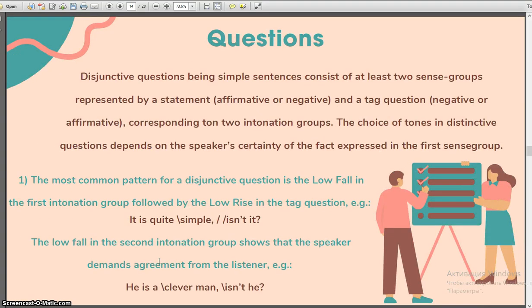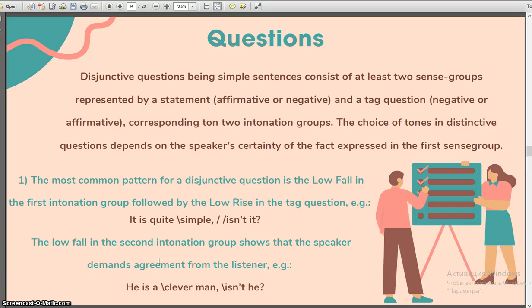Questions. Disjunctive questions, being simple sentences, consist of two sense groups represented by the statement, affirmative or negative, and the tag question, negative or affirmative, corresponding to intonation groups. The choice of tones in disjunctive questions depends on the speaker's certainty of the fact expressed in the first sense group.